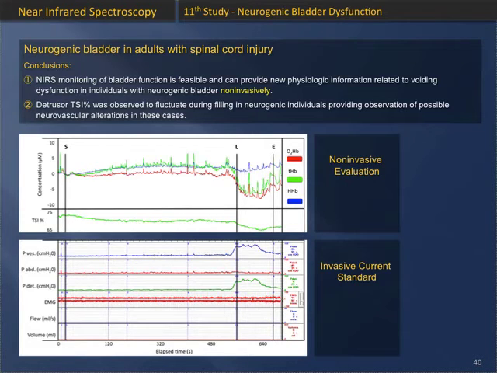So based on our study so far, it seems that near-infrared spectroscopy monitoring of bladder function is feasible and can provide some new kind of physiological information related to voiding dysfunction, and even filling in neurogenic bladder, non-invasively. Detrusor tissue saturation was observed to fluctuate during filling and voiding. It can suggest a kind of neurovascular alteration in those cases. That might be interesting for treatment planning and monitoring afterward.